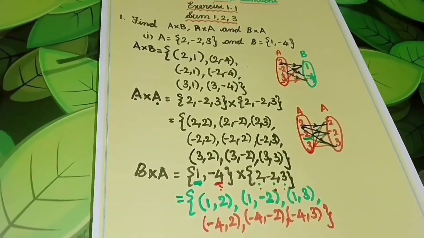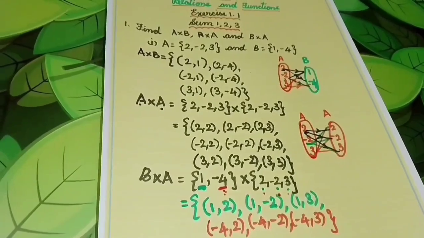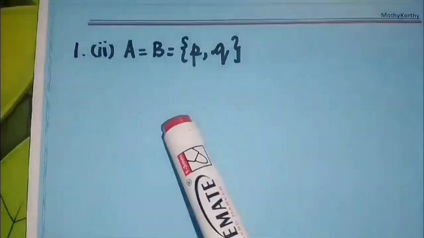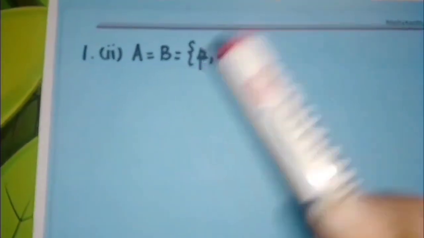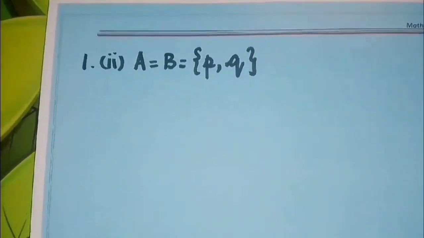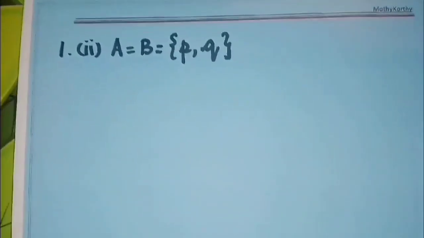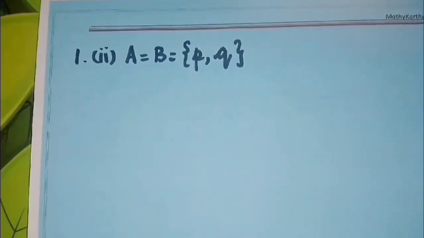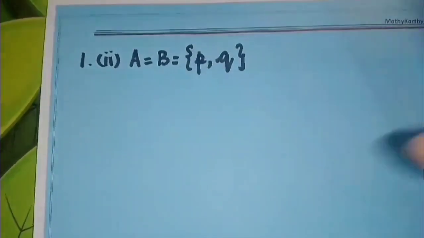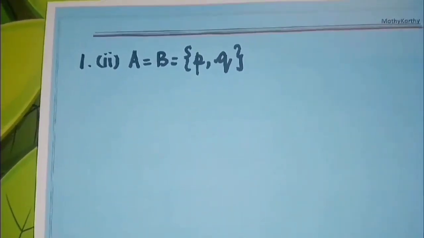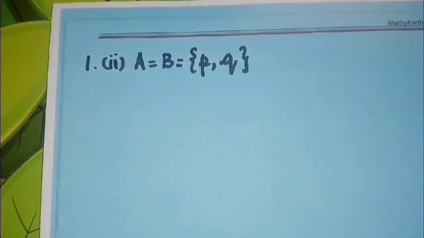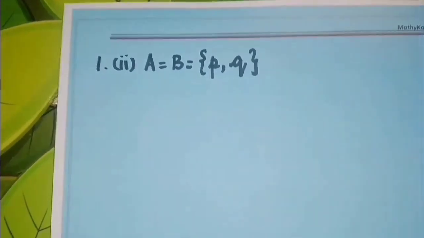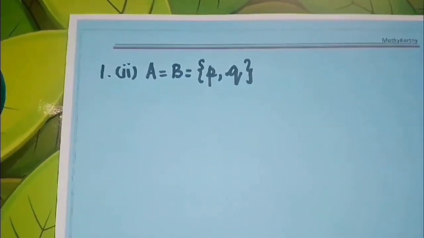Now we shall proceed to the second subdivision of the same first problem. Now we are going to find solution for the second subdivision of our first problem. The question is quite interesting. It's given that A is equal to B is equal to the set containing the elements P and Q, which means that A and B are one of the same sets. They are the same sets. The name only is changed. That's it. They are equal sets. Their cardinality is same. Their elements are same. They are one and the same set.